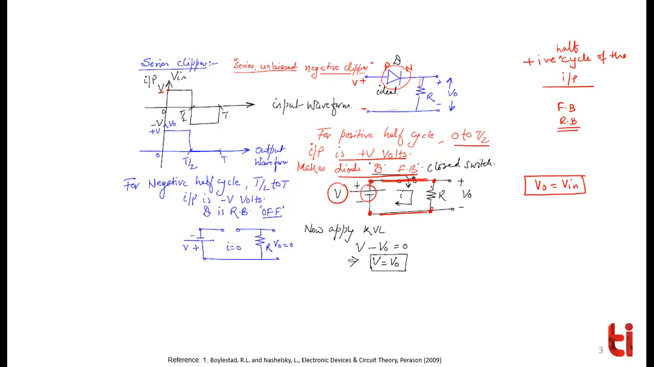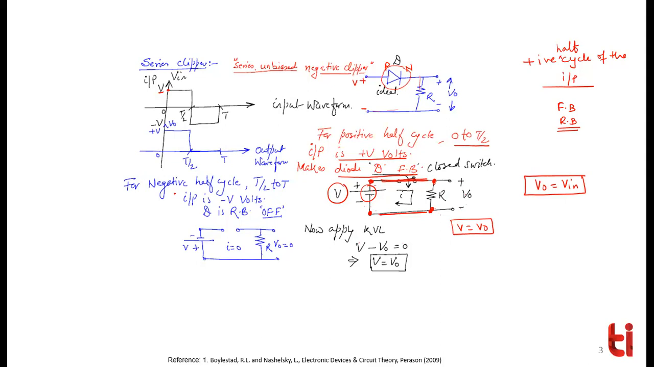Whatever voltage you are applying gets dropped over the resistance, and across the resistance we are taking V naught. So V naught equals V in. Or you can even apply KVL: going from minus to plus, taking plus, V minus V naught equals 0. So V equals V naught, or V naught equals V. Whatever voltage you are applying appears at the output. So this is the way of analysis.